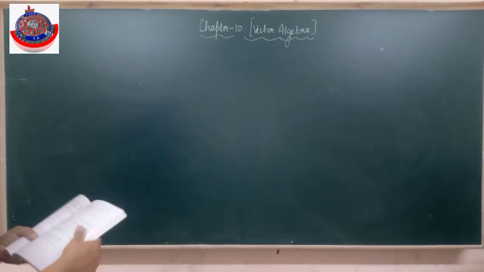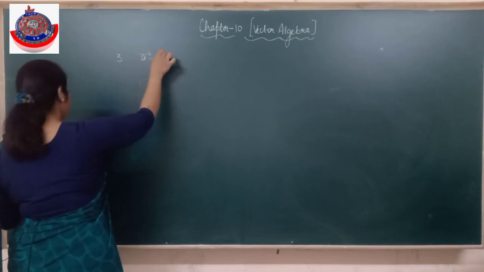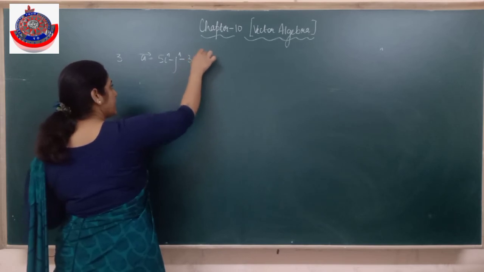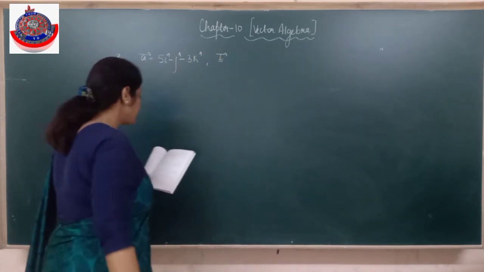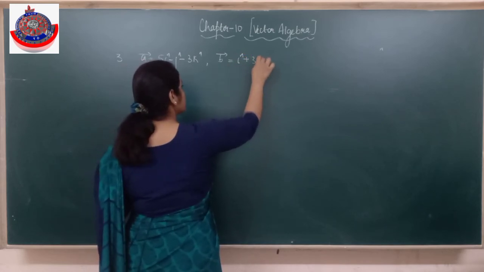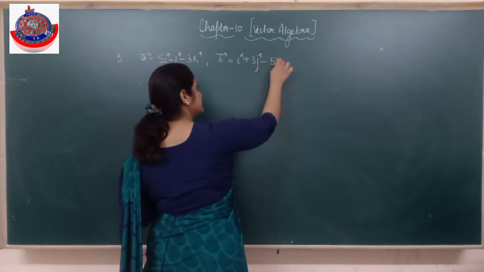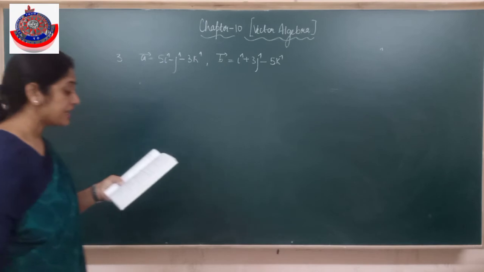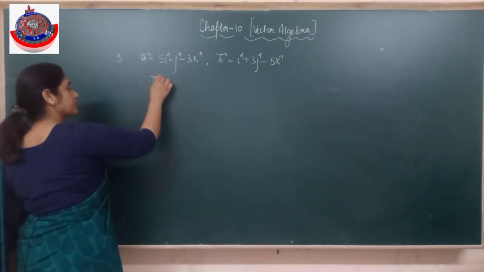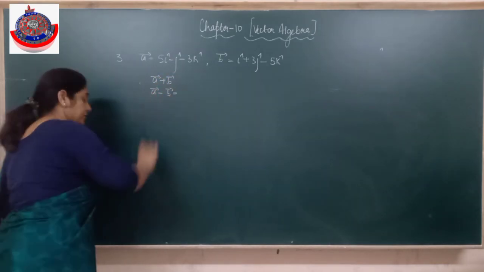Next is, vector A is given as 5i cap minus j cap minus 3k cap, and vector B is given as i cap plus 3j cap minus 5k cap. I need to show that the vectors A plus B and A minus B are perpendicular to each other.